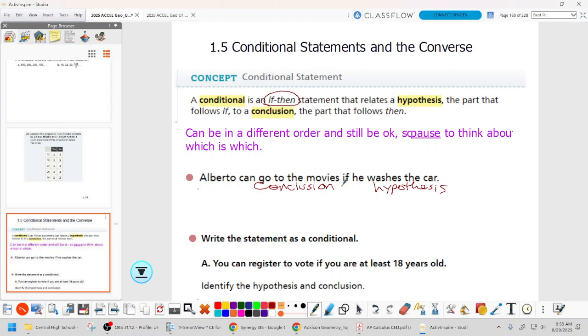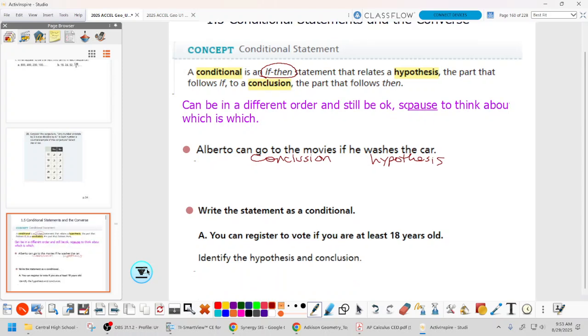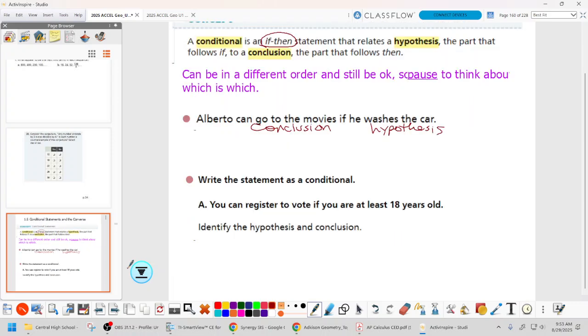If he signs out, then he can go to the bathroom. That's a condition. Yeah, I just said that. I'm thinking proofs are going to go kind of rough right now. Alright. You can register to vote if you are at least 18. Where's the hypothesis in that?